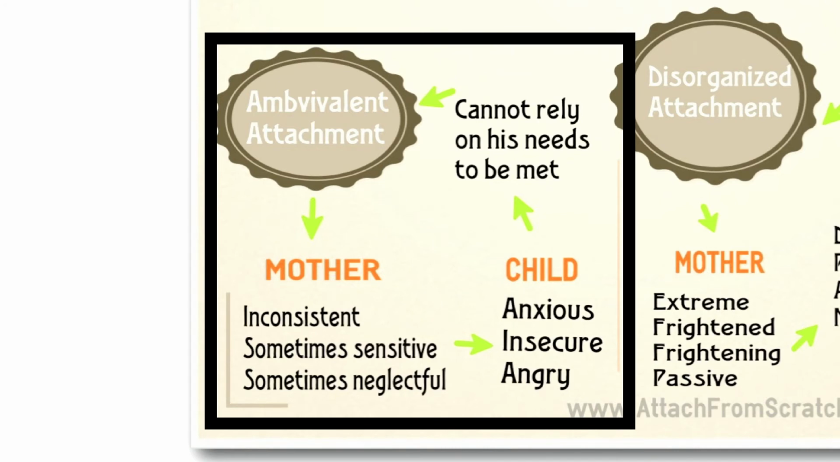They cannot rely on their needs being met. They're very anxious, insecure, angry. They'll be anxious, insecure, and angry when they're alone with their parents, and they will be anxious, insecure, and angry when they're left alone with a stranger. The child's behavior remains consistent.